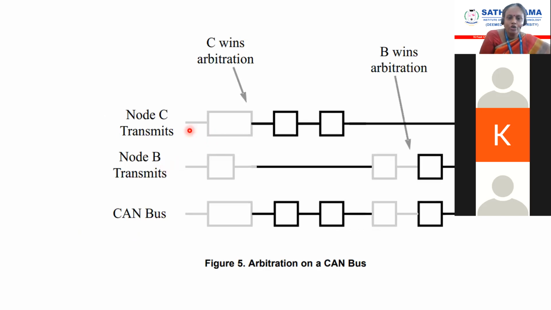You have seen node C is transmitting and node B is transmitting. Here it will identify, okay, node C wins arbitration, which means node C has high priority. And here, node B wins, which means node B has the high priority. So when a particular node wins, the CAN bus will take that control.